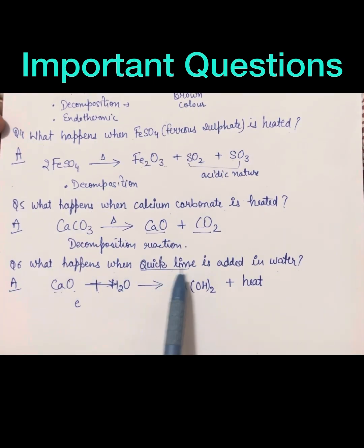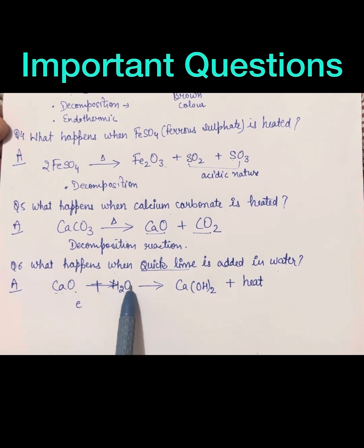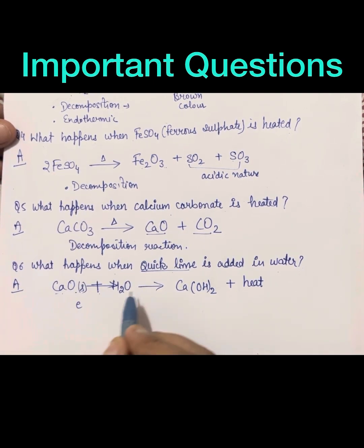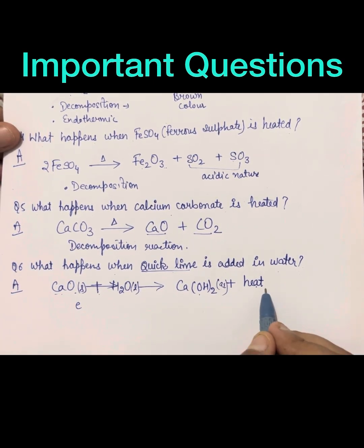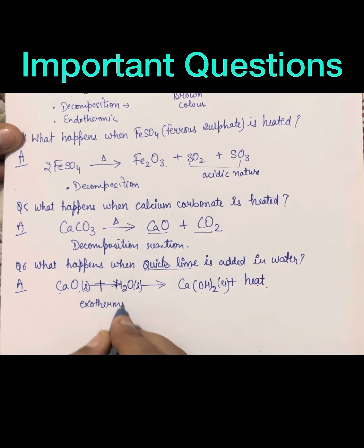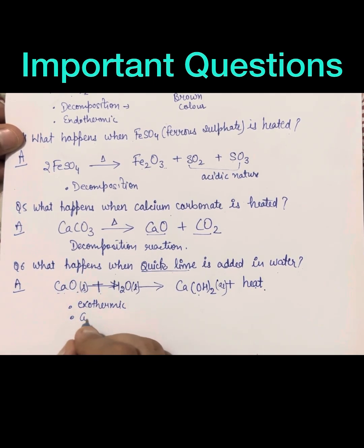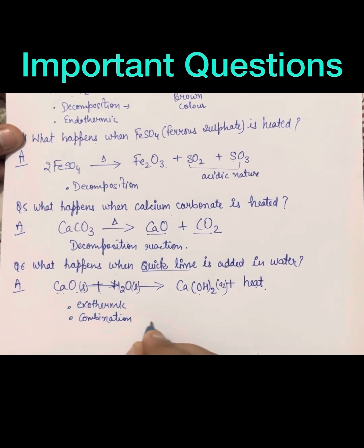What happens when quicklime is added to water? Children, quicklime is calcium oxide. When quicklime reacts with water, H2O, it forms calcium hydroxide plus a large amount of heat. In this reaction, heat is released, so this process is an exothermic process. In this case, 2 reactants are combining to give one single product. That is also a combination reaction.